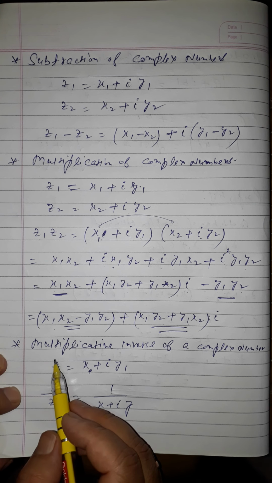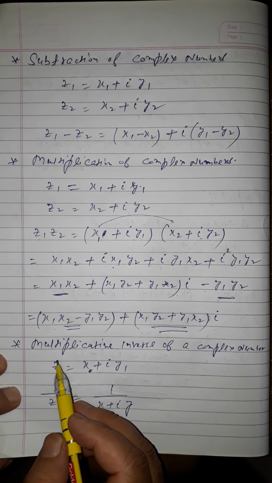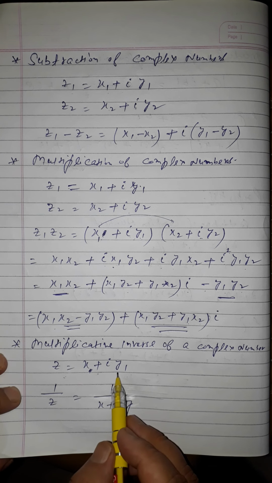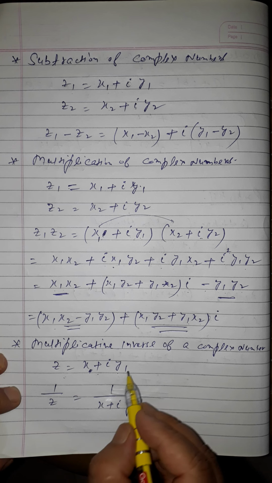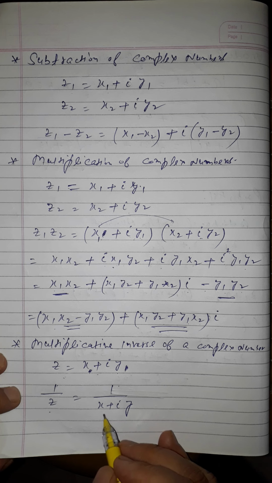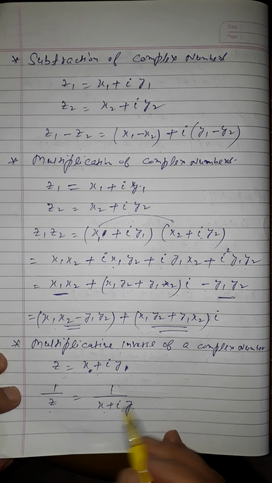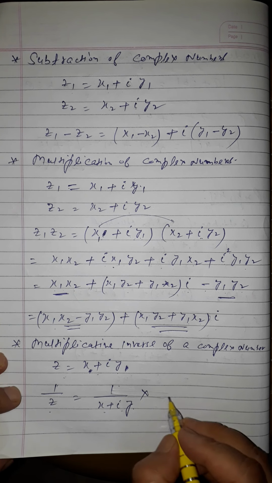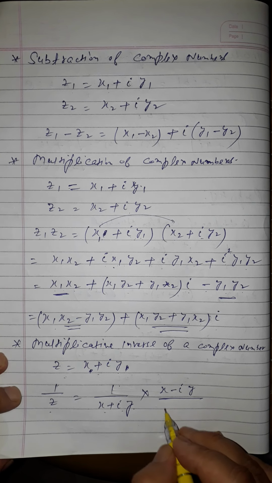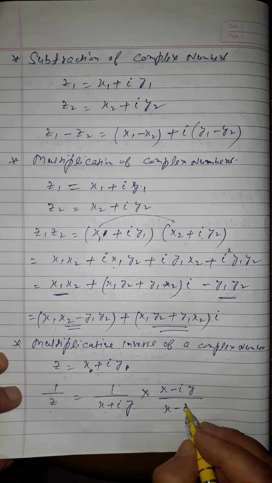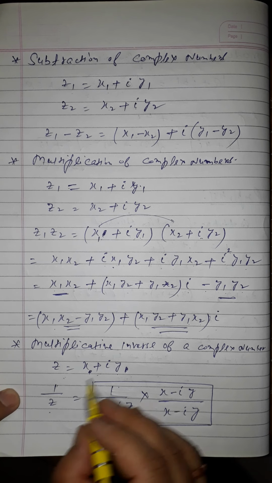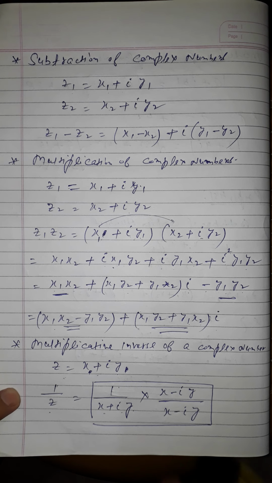Now the next topic is the multiplicative inverse of the complex number. If we have a complex number, students, and we have to find its multiplicative inverse, then it is 1 upon z, that is equal to 1 upon x plus iota y. How will we solve it? We will rationalize it, students. We multiply by x minus iota y in the numerator and also x minus iota y in the denominator. And students, we will solve this part, and on solving we will get the multiplicative inverse of the complex number.